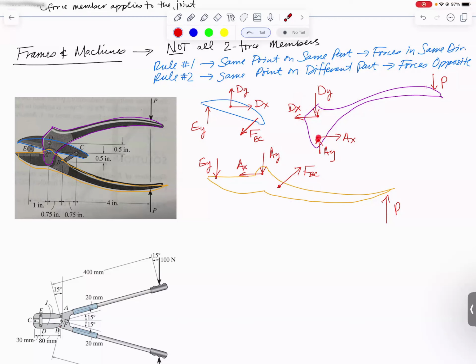So I'm going to sum moments at point A. And since D is right above it, Dy will not cause a moment. I'll simply have Dx times this distance, causing a moment in one direction, and P times this distance, causing a moment in the other direction. And that would be my strategy to solve this problem.